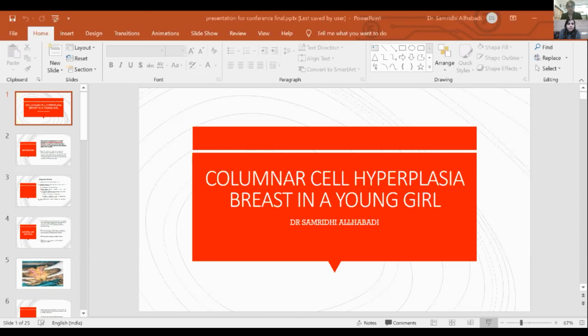So the diagnostic criteria for columnar cell lesions are that it should involve dilated terminal duct lobular units, which we call TDLUs. These should be lined by columnar cells identical to those seen in columnar cell change. In columnar cell lesions we have actually three entities: flat epithelial atypia, columnar cell change, and columnar cell hyperplasia.